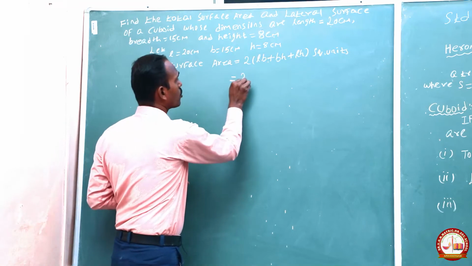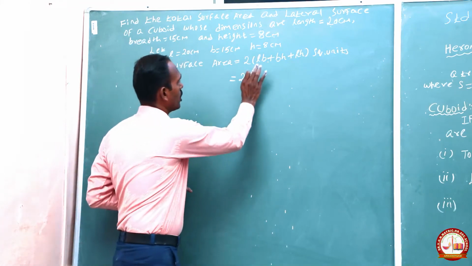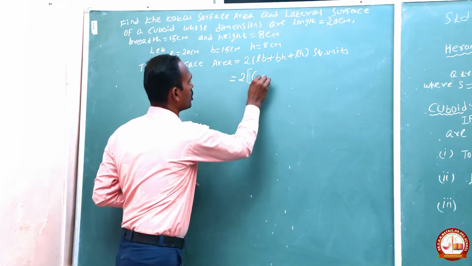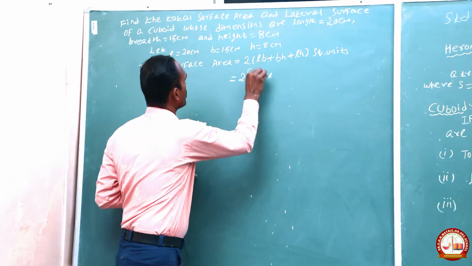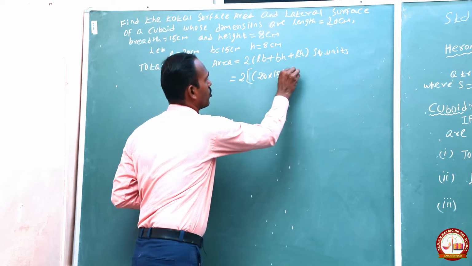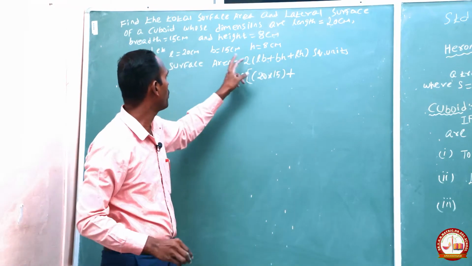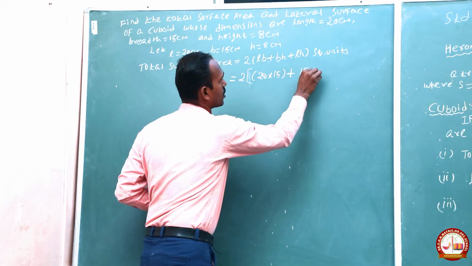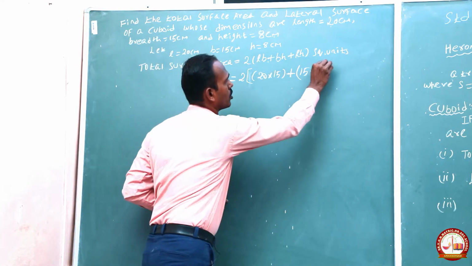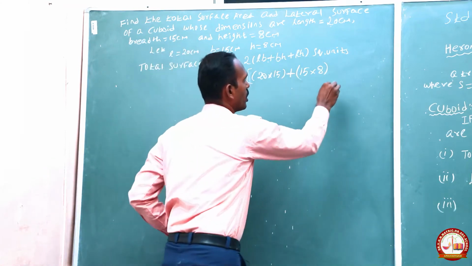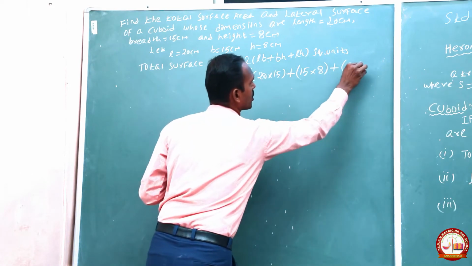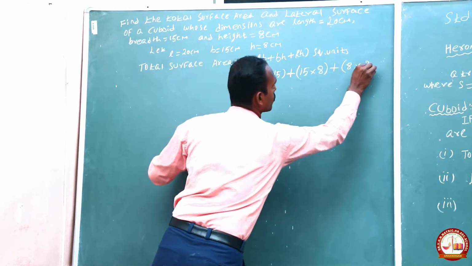So 2 into, what is the L value? We put this bracket, okay. L is 20, so 20 into, what is B? B is 15, so we put the 15. Next plus, and then what is B? B is 15, so 15 into, what is H? H is 8, put the 8. And then here we put the plus. What is L? L is 8 into, what is H? H is 20.